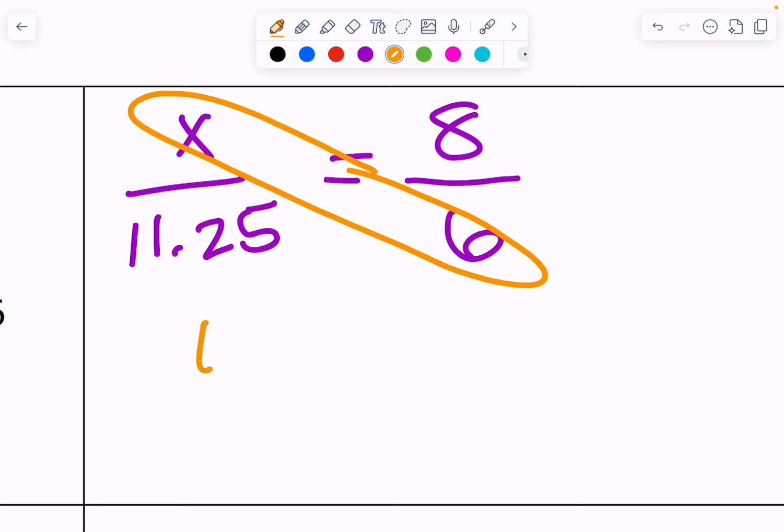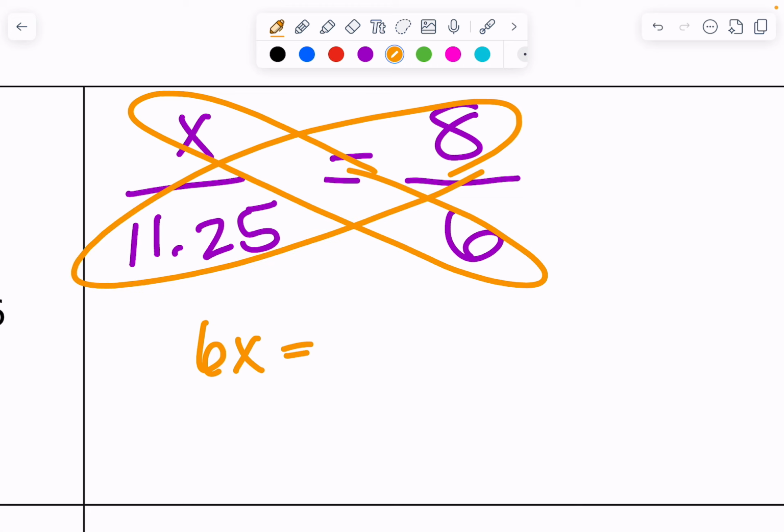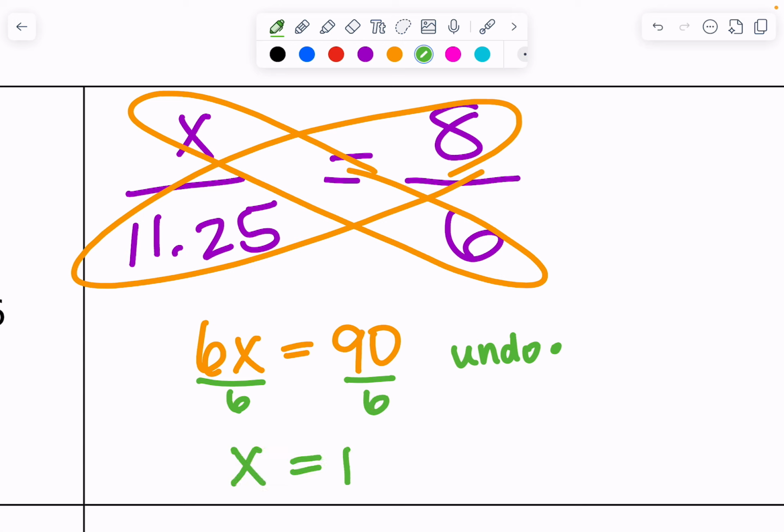So if we cross multiply, we get 6 times x, and we get 8 times 11.25, which is 90. So now let's divide by 6 to get x equals 15.